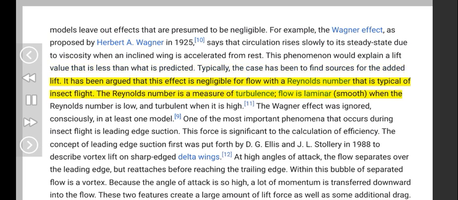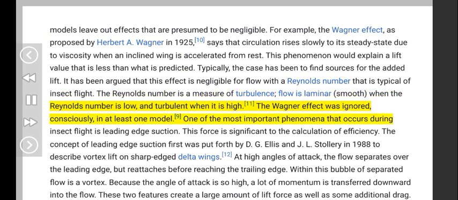It has been argued that this effect is negligible for flow with a Reynolds number that is typical of insect flight. The Reynolds number is a measure of turbulence. Flow is laminar, smooth, when the Reynolds number is low, and turbulent when it is high. The Wagner effect was ignored, consciously, in at least one model. One of the most important phenomena that occurs during insect flight is leading edge suction.